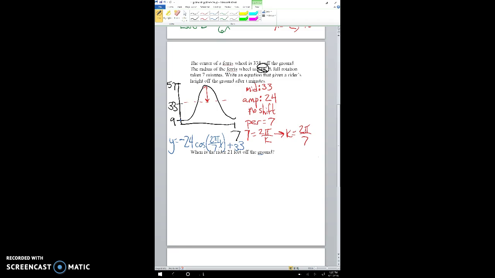So again, part B gives us a specific height to solve for. So you take your equation and you set that equal to the number they give you. In this case, it's 21.